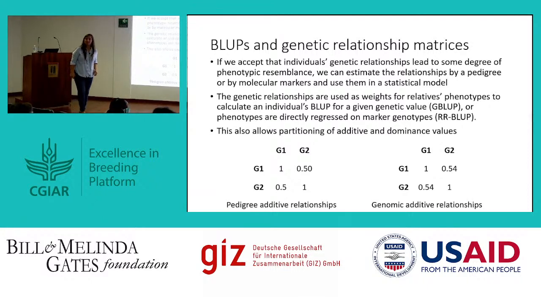So the GBLUP is like using BLUP. It's just that you're weighting the methodology by this relationship matrix, either the pedigree or the marker based. So those matrices that she's showing at the bottom will be put in the model because the BLUP methodology allows to put some sort of covariance matrices to weight the predictions. But again, if that's not clear enough, there will be an explanation on the last day.